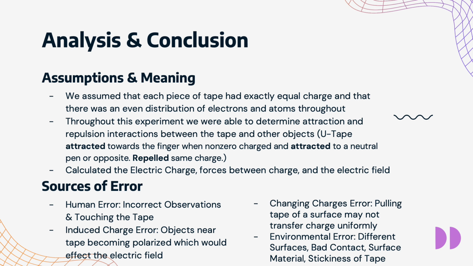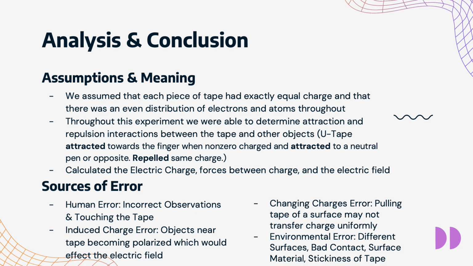But when it comes to why we did this experiment, throughout the experiment we were able to determine attraction and repulsion interactions between the tape and other objects. And like we said earlier, the U-tape was attracted towards the finger when it was non-zero charged and attracted to a neutral pen or oppositely charged pen, but repelled by the same charge. And finally, we calculated the electric charge, forces between charges, and the electric field.